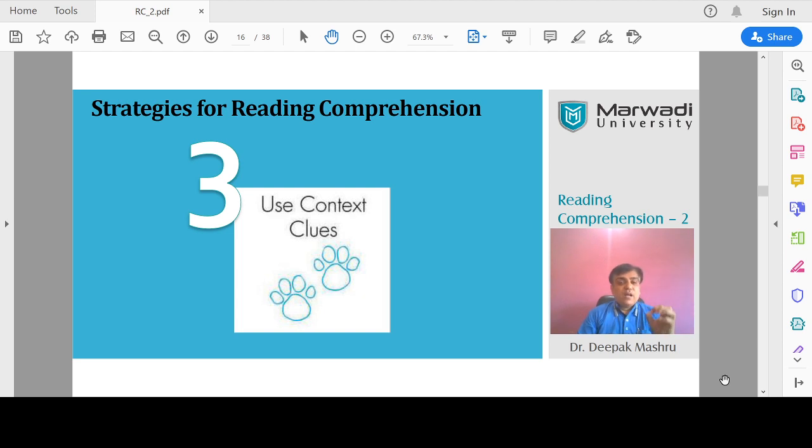In the library, we have a series of 120 books by Oxford publication. The series name is A Very Short Introduction to, and it is half the size of A4 pages, and no book has more than 100 pages. That means it is hardly 25 pages of reading, so one book you can complete within 1 day or 2 days. So if you wish, I can even share a soft copy of those books.